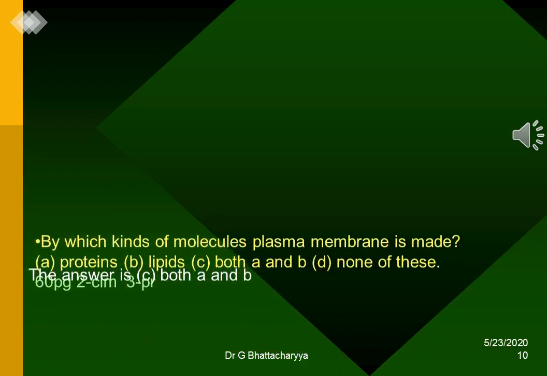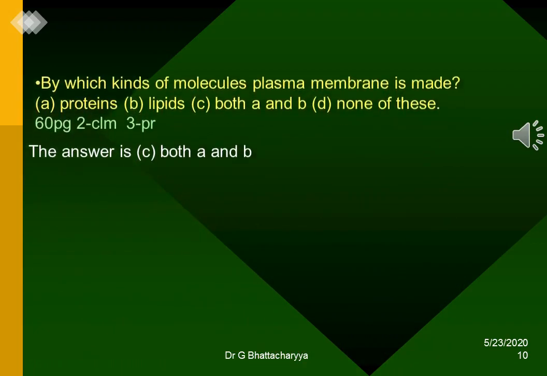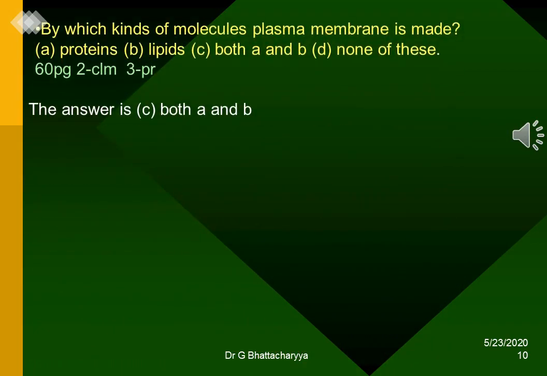By which kinds of molecules is the plasma membrane made? A. Proteins, B. Lipids, C. Both A and B, D. None of these. The answer is C. Both A and B, means proteins and lipids.